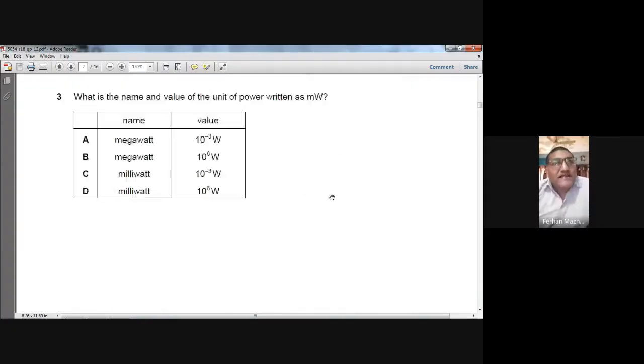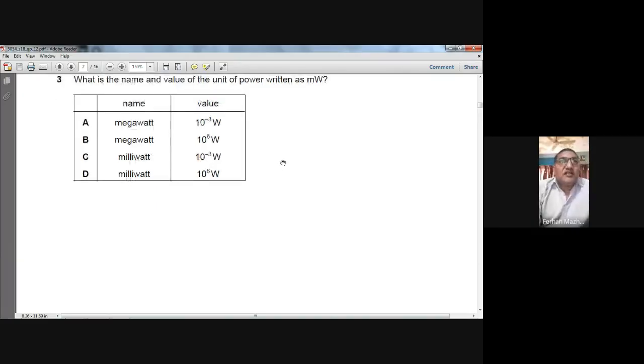Question number 3. What is the name and value of the unit of power written as mW? This small m is actually milli. So milli means 10 raised to the minus 3 watt. So it's milliwatt, 10 raised to the minus 3 watt. So the choice is C. For question number 3, the choice is C.